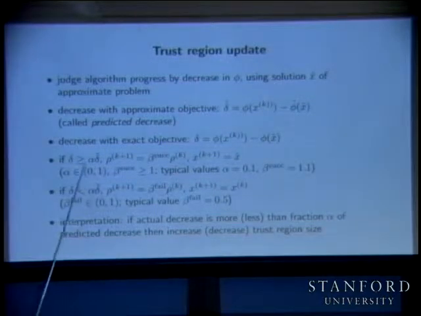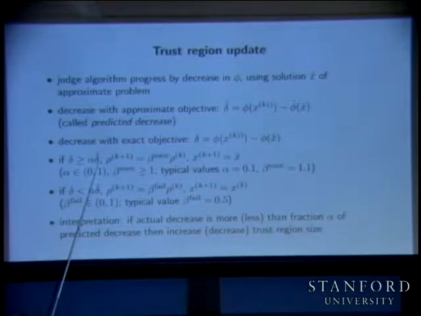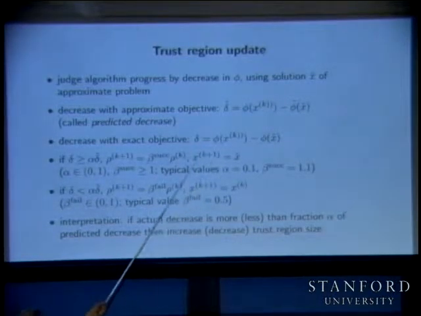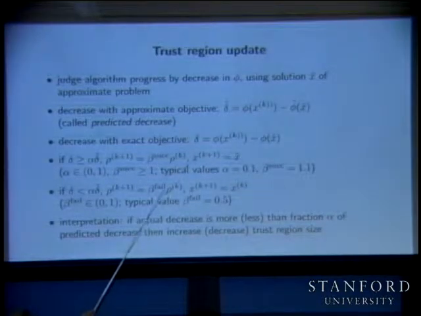So if in fact your actual objective decrease is at least some fraction alpha, typically like 10%, of the predicted decrease, then you accept this x tilde, that's your next point, and you actually crank your trust region up by some success factor.